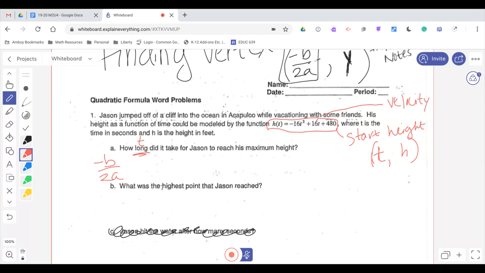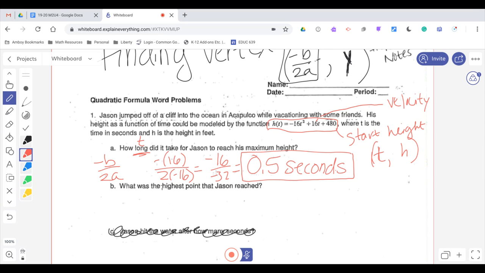My b was 16, so I'm going to have negative 16 divided by 2 times a, which is also negative 16. So I really have negative 16 over negative 32, which you can simplify to 1/2, or you can use 0.5. It took half of a second, or 0.5 seconds, for him to reach his maximum height.